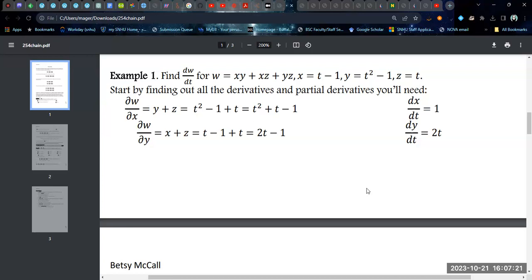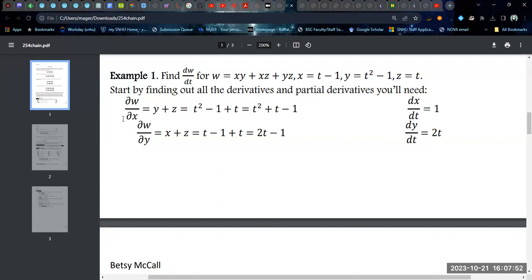Your various variables will go away. But if you're finding a derivative of w with respect to t, it should not have x, y, z, and t in the final answer. It should just have t in it. So before I do any substitutions into my chain rule formula, I'm going to do my replacements in my derivative. And so y is t squared minus 1 and z is t.